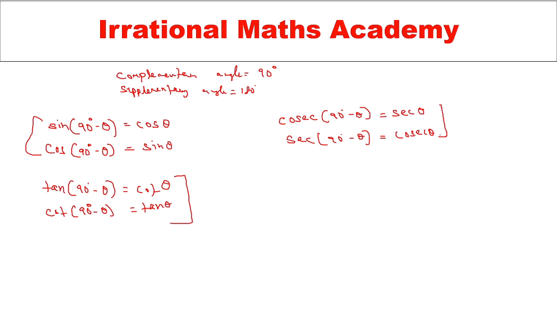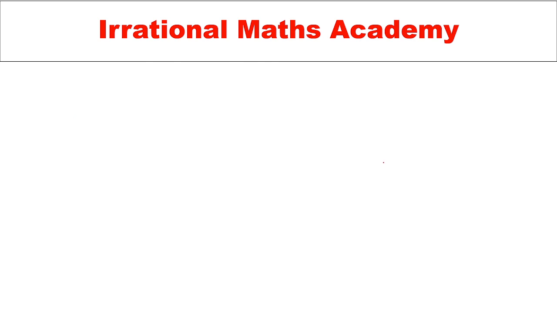Is it clear? Next, we'll go for identities. Very, very important for solving trigonometric problems and proving. Identities. We have 3 identities.